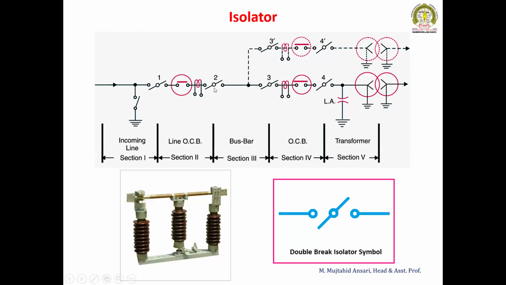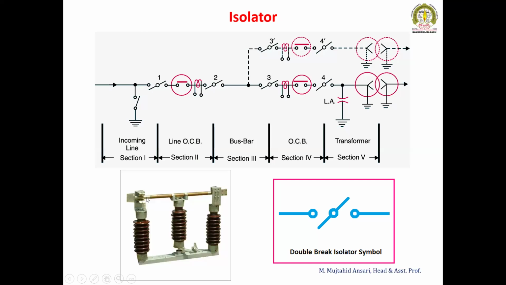An isolator is provided because, suppose we want to work somewhere here on the bus bar. Therefore it is necessary to open the circuit breaker, but the opening of the circuit breaker, or the opening of the contact, is not visual. So we provide some visual disconnection of this section. Here one isolator is connected, here one isolator is connected, and it gets opened.